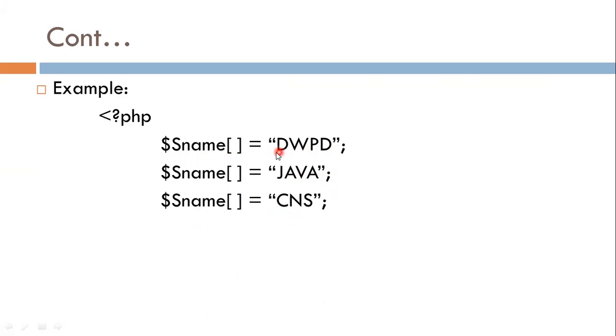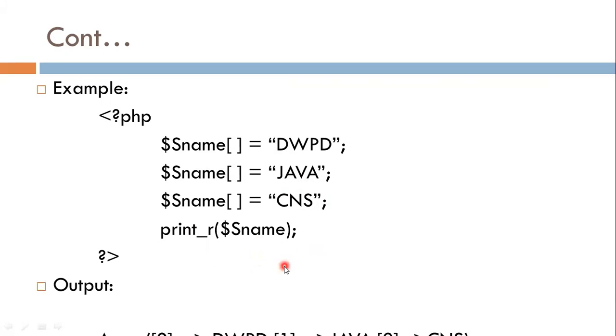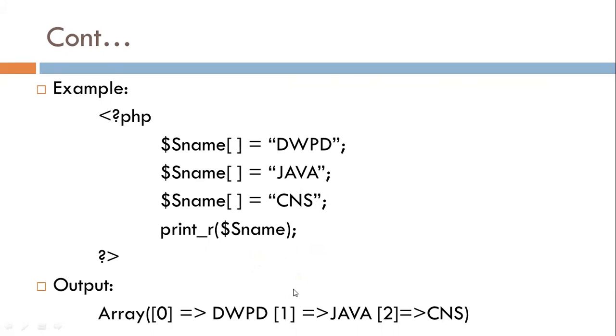So DWPD index is 0. Automatically it takes index 1 for Java and index 2 for CNS. Now write the print_r function same as the previous example. The output of this code is the same as our first practical: array in bracket, index number, then subject name, index number, then subject name.